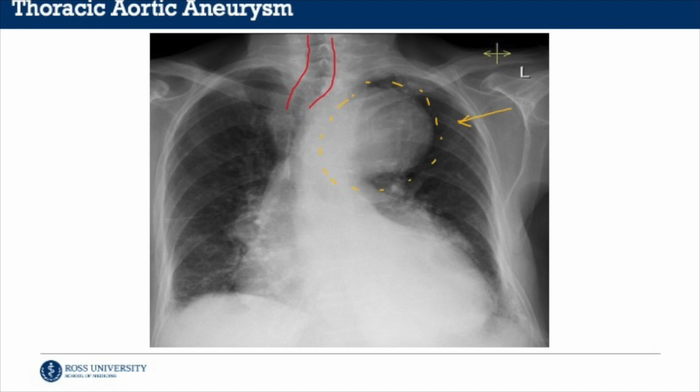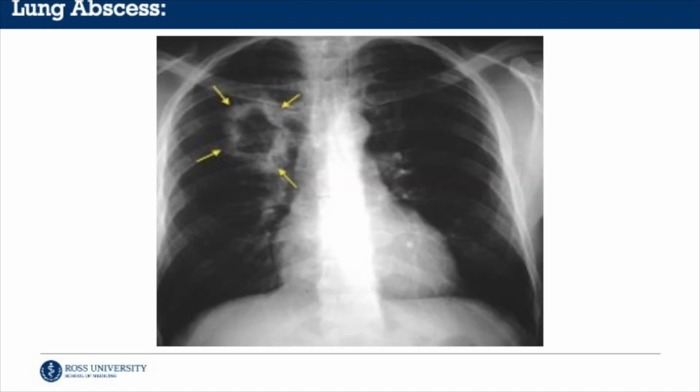Not particularly high yield, but just wanted to add this for more exposure. The yellow dotted lines are representing the aneurysm. Notice how it is making the trachea deviate to the right? This can also be a cause of a widened mediastinum. And lastly, we have an example of a patient with a right-sided lung abscess.